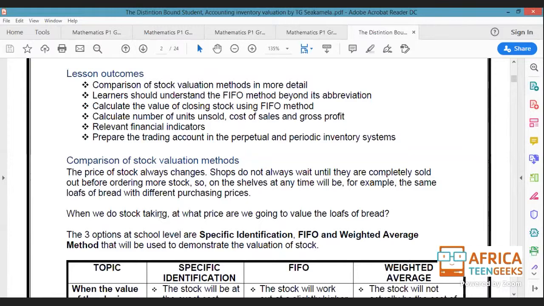When we do stock taking, at what price are we going to value the loaves of bread? Now, when we do what? The stock taking. Remember, what is the stock taking? The stock taking is when you are counting that, okay, when you started your financial year or when you bought these items, there were so much. At the end of the day or at the end of the term, it depends when your stock taking is.